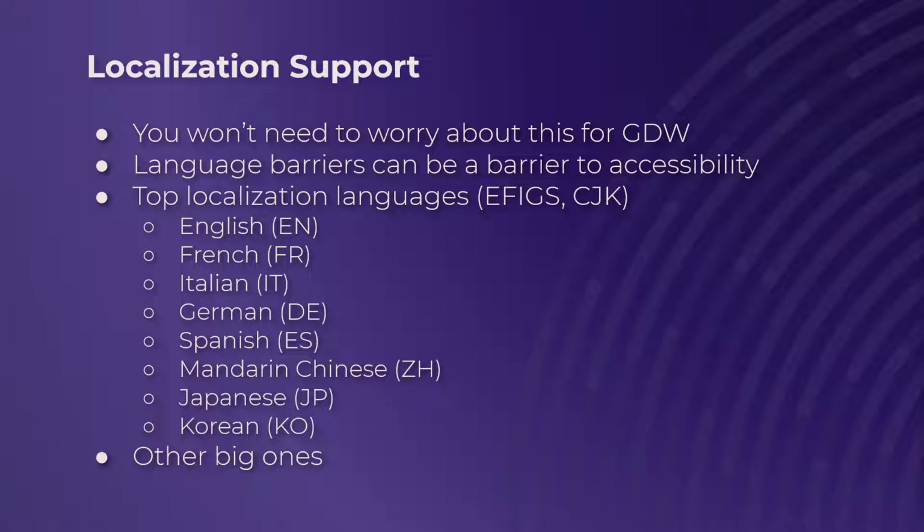So there are other big ones that are fairly prominent, like Russian, Portuguese, a bunch of the Indian languages like Hindi, Southeast Asian languages like those found in Indonesia, Malaysia, and the Philippines. They've got a lot of gamers there, as well as Nordic country languages, so like Sweden, Finland, and Iceland. So there's really no end to the amount of languages you can localize to, but eFigs and CJK are a great start.